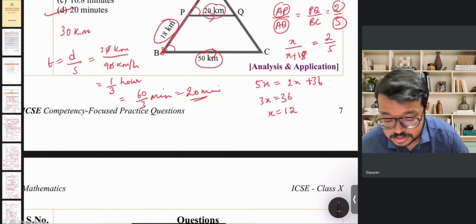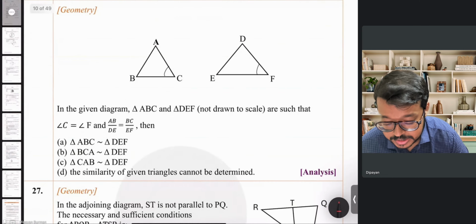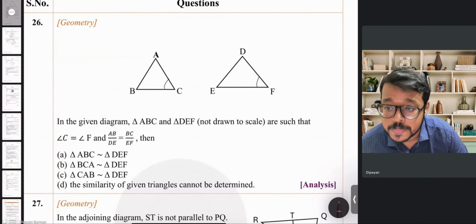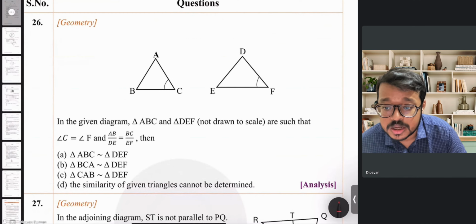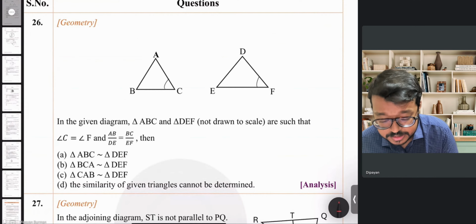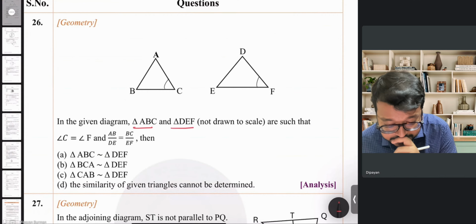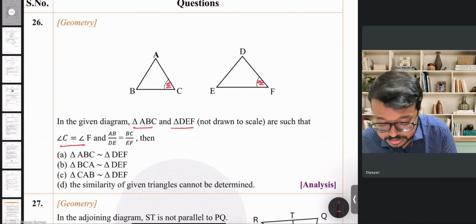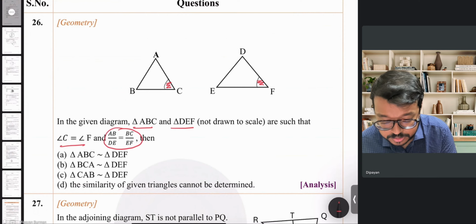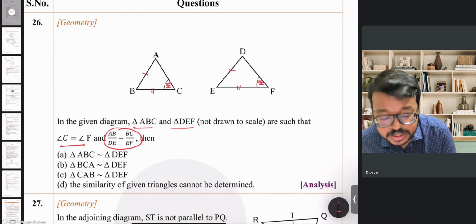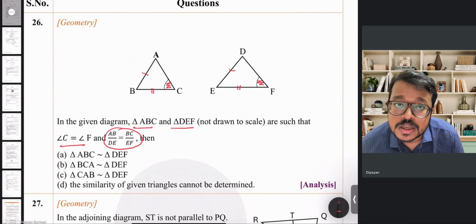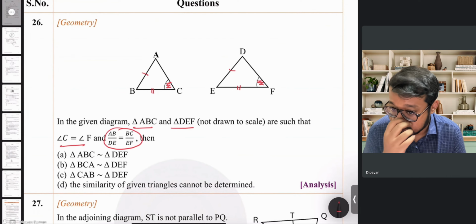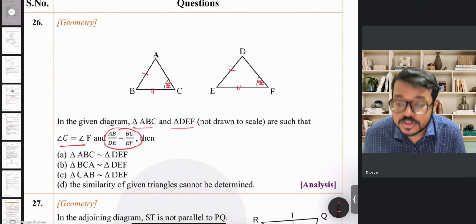Moving ahead to the next question, again from similarity. In the given diagram, we have triangles ABC and DEF such that angle C is equal to angle F and the ratio of sides are given as equal. AB is to DE is the same as BC is to EF. So these are my corresponding sides. Then which of the following is true?